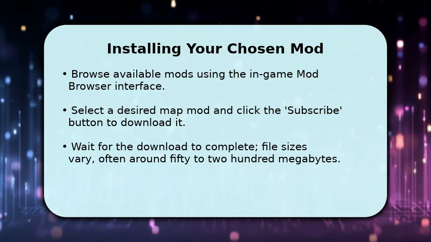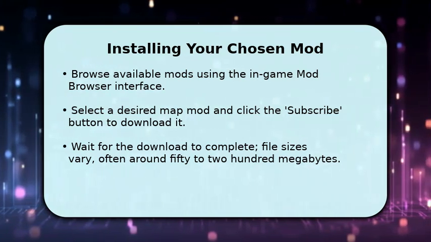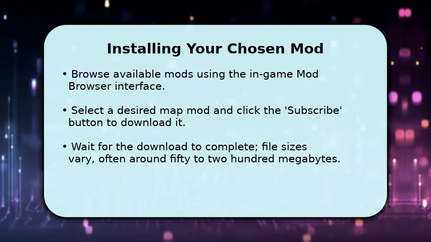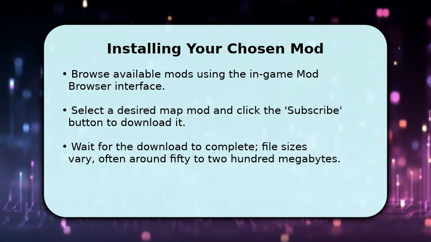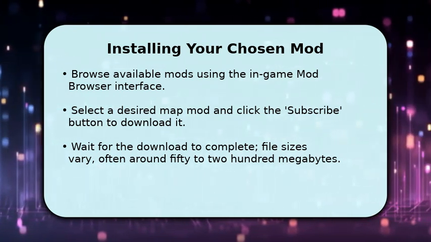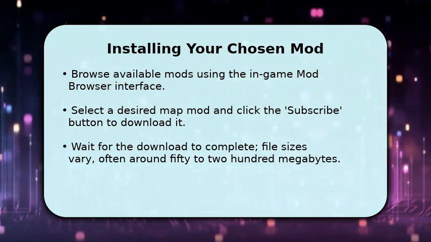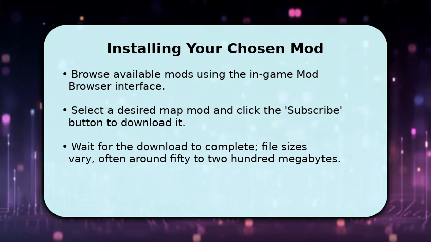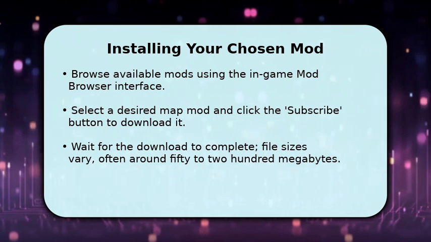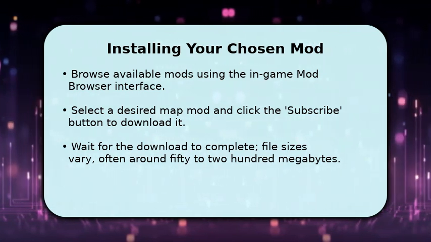Once you're in the mod browser, you'll see a wide array of community-created content. Use the filters to find maps specifically. When you find a map that looks interesting, simply click on it and then select the subscribe button. The game will automatically download and install the mod for you. Depending on your internet speed and the mod size, this process might take a few moments, perhaps up to 1 or 2 minutes for larger files.